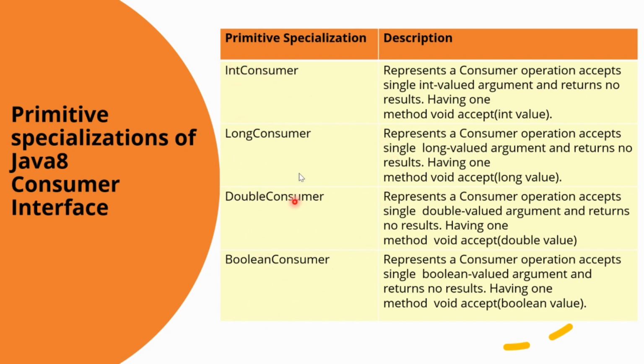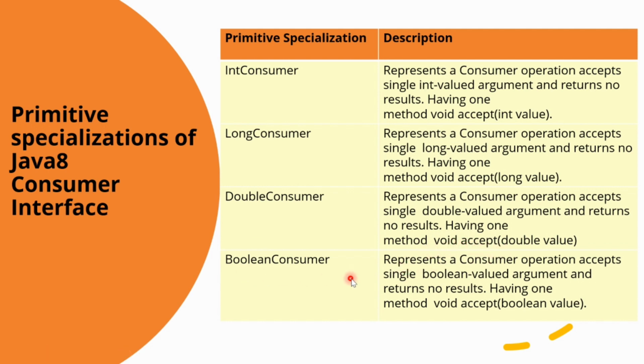Talking about them one by one, the IntConsumer represents a consumer operation that accepts a single int-valued argument and returns no result. It has one method, which is void accept(int value). Talking about the LongConsumer, it represents a consumer operation. It accepts a single long-valued argument and returns no result, having one method only, which is void accept(long value). The next is DoubleConsumer. It represents a consumer operation, accepts a single double-valued argument and returns no result. It has only one method, which is void accept(double value).